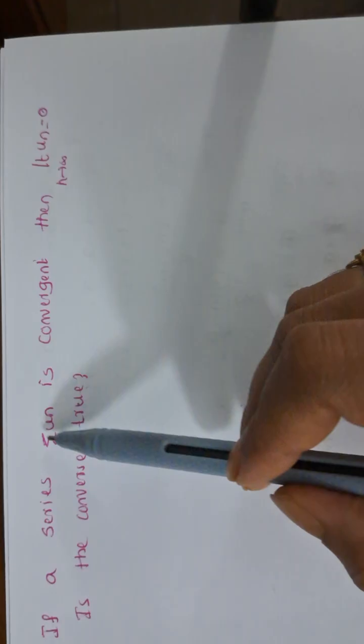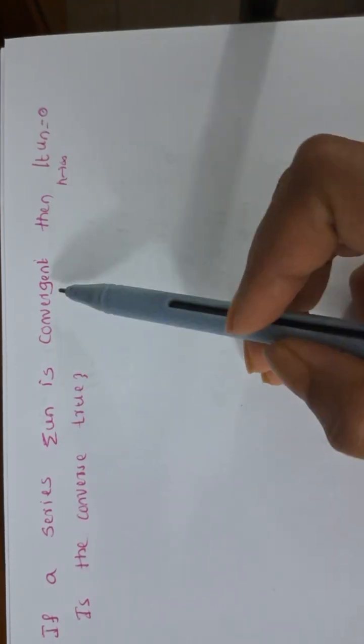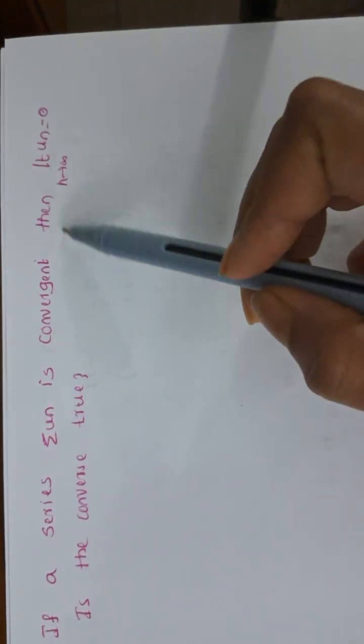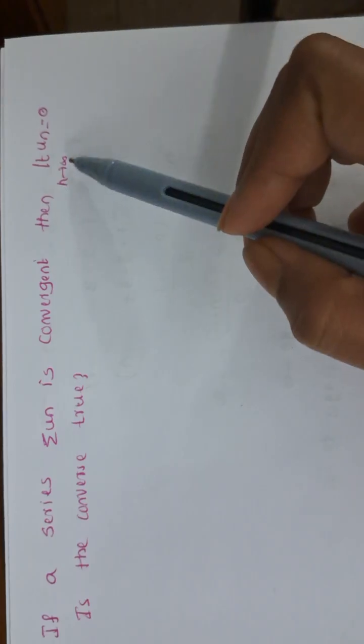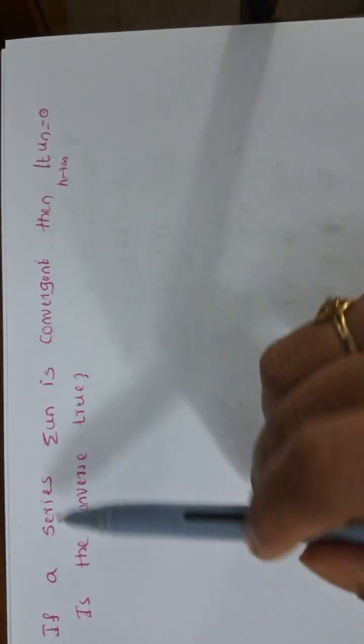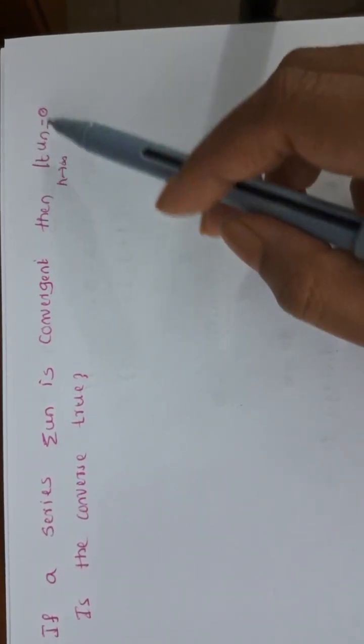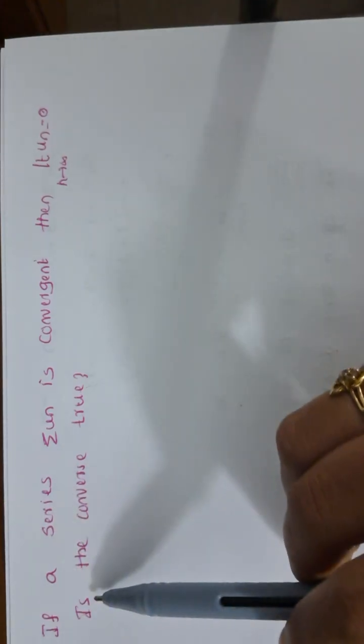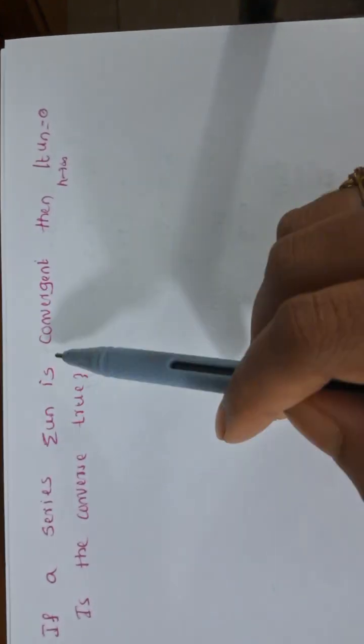Let us continue the discussion of infinite series. In this, there is a theorem. If a series summation un is convergent, then limit of un as n tends to infinity is 0. If it is convergent, then its limit is 0. The question is, is the converse true? That if the limit of the sequence is 0, then is that series convergent? So let us see how we prove this particular result.